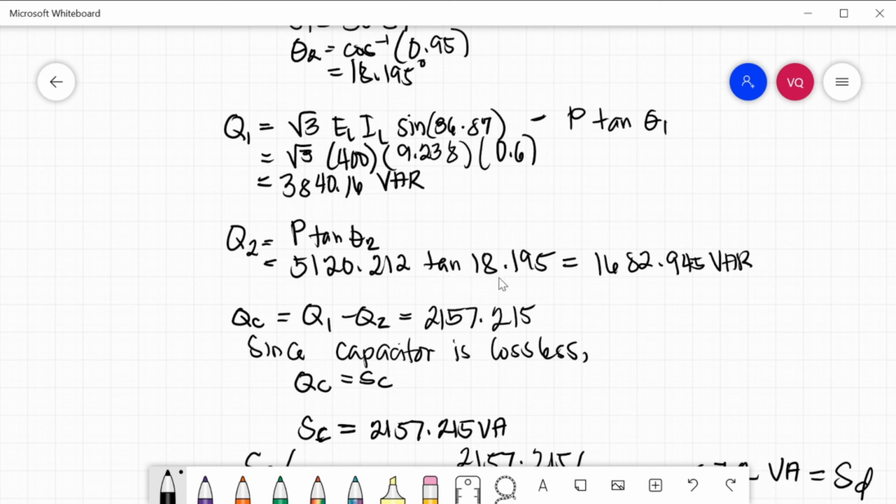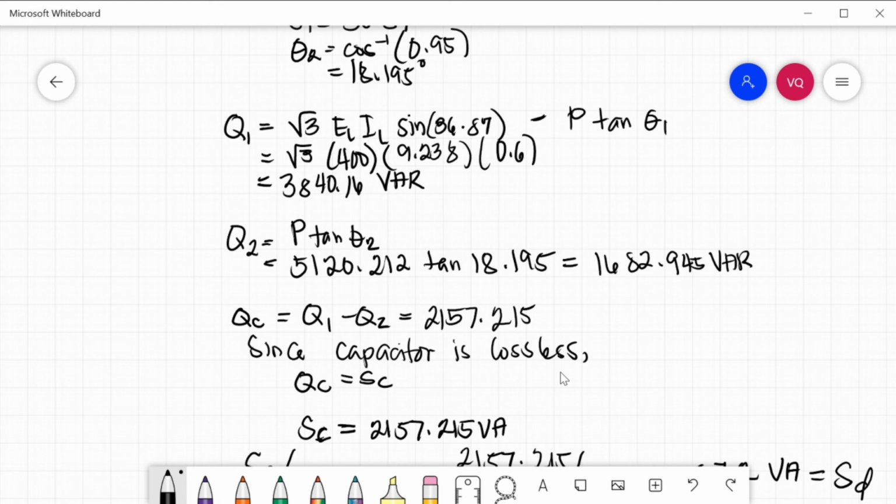While Q2, given that 0.95 power factor, we have P tan theta 2, 5120.212 tangent of 18.195, equal to 1682.945 var. Getting the difference of Q1 and Q2, that will be the var of our capacitor. So the difference is 2157.215 var.